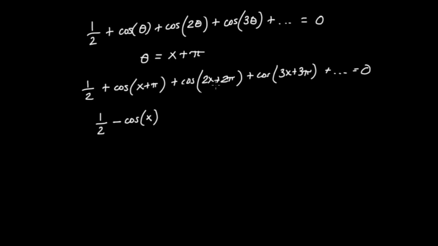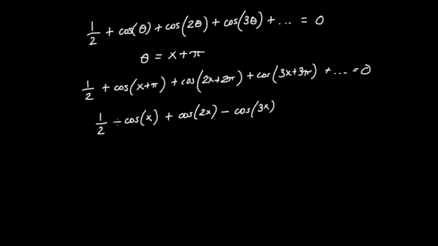Now, what is the effect of adding 2 pi to the argument here? That's just one complete revolution around the circle. So cosine of 2x plus 2 pi is simply equal to cosine of 2x. And now for this wave, what happens when I add 3 pi? Well, that's just the combined effects of doing this and this, which is going to have the effect of negating the wave. So I'm going to have minus cosine 3x.